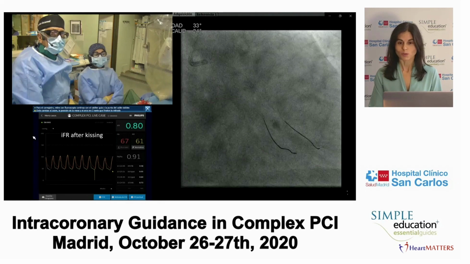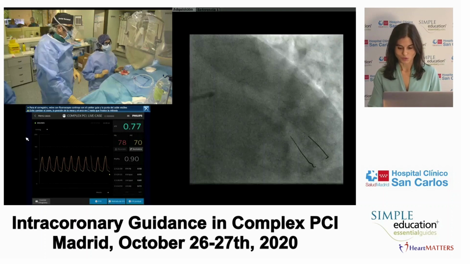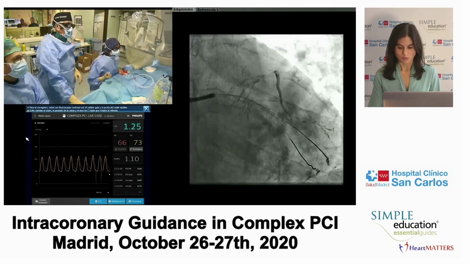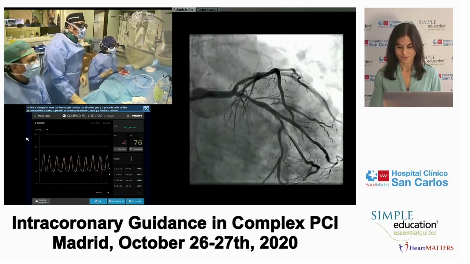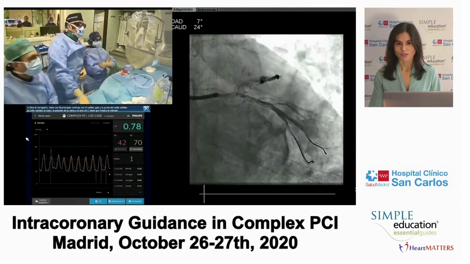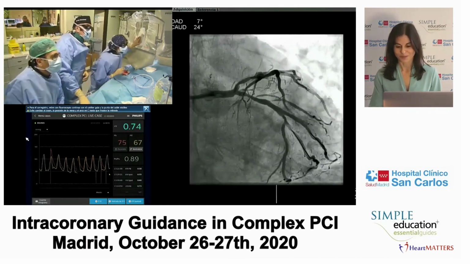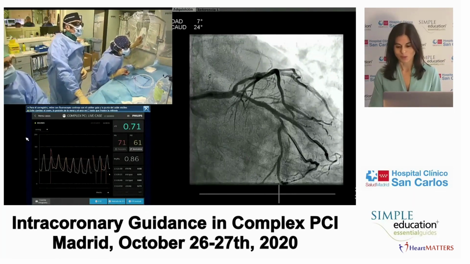And well, we were quite happy actually when we saw the physiology after kissing, 0.80. I would definitely accept that in that side branch Dr. Seth was suggesting. But unfortunately, when we did an angiogram, that's what we saw. So yeah, we have definitely improved the vessel, the ostium, but now we have dissections.